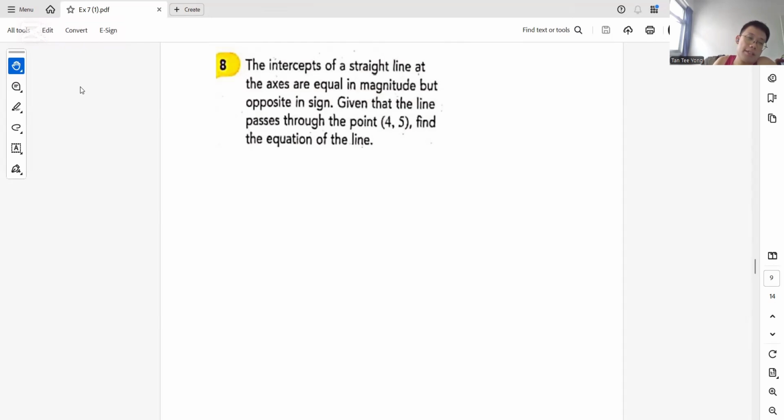Okay, let's run through question 8. Question 8 is quite a mouthful to read. The intercepts of a straight line at the axes, meaning the x and y axes, are equal in magnitude. That means the number is the same, but opposite in sign. So what does that mean?